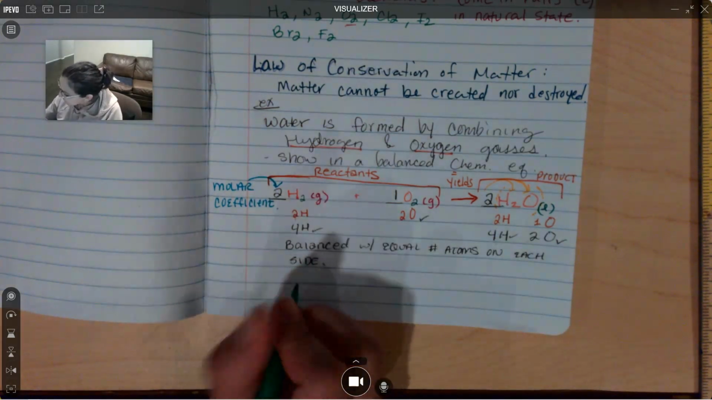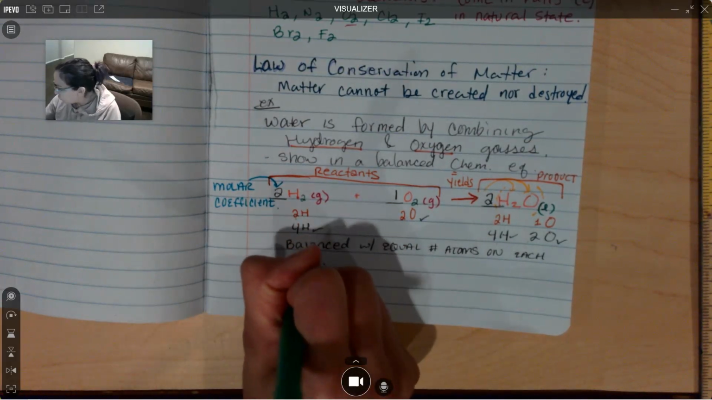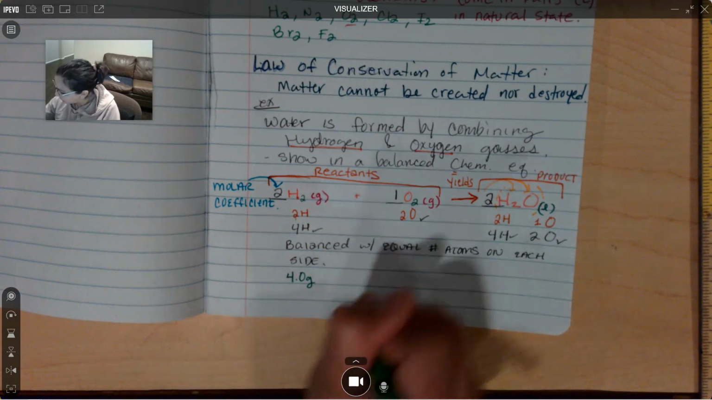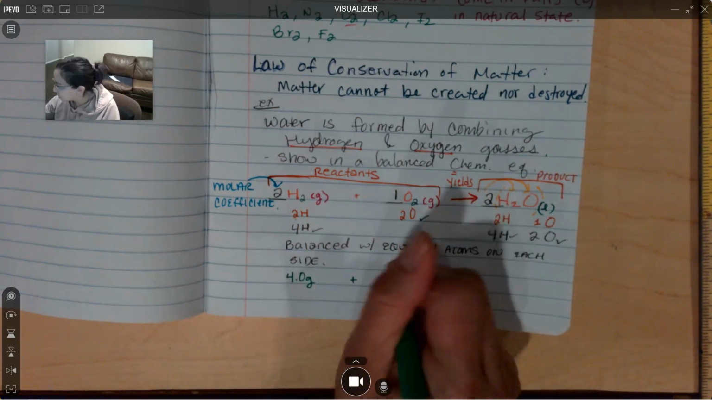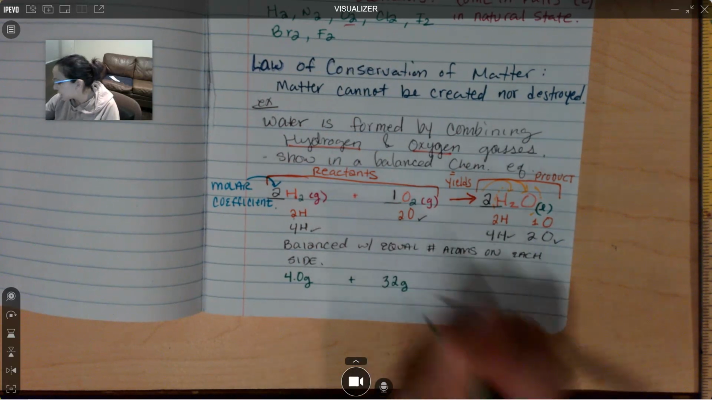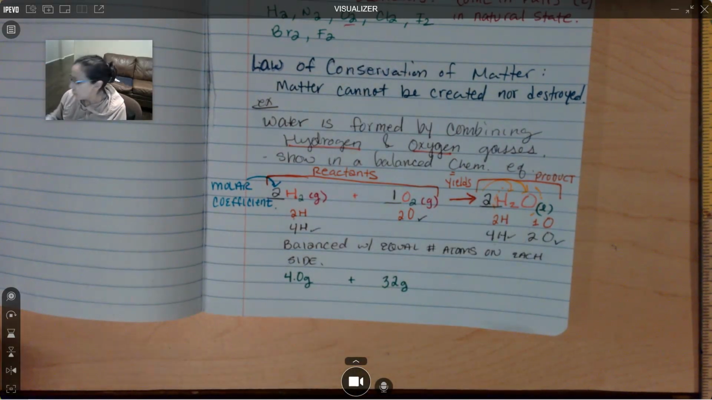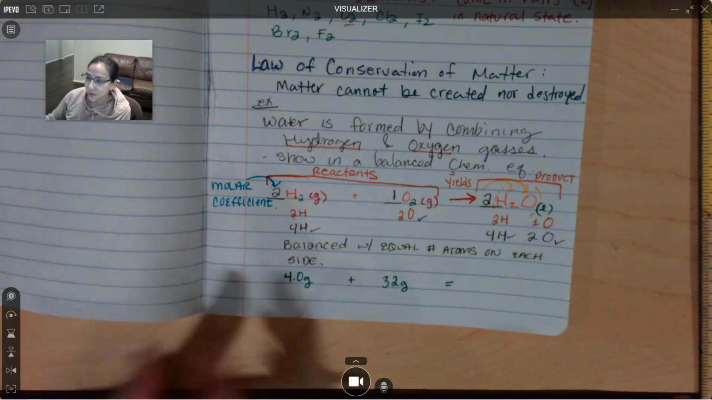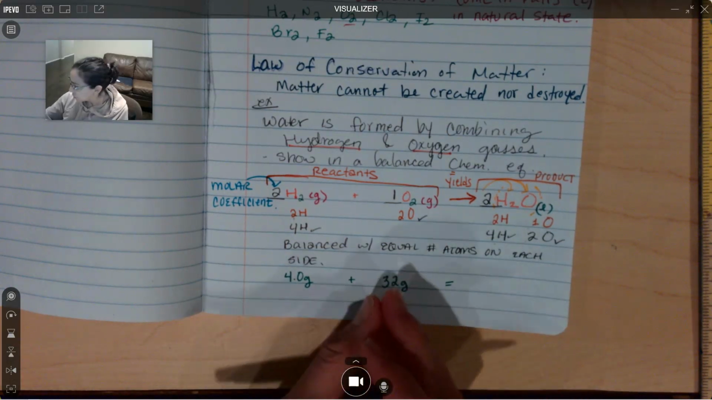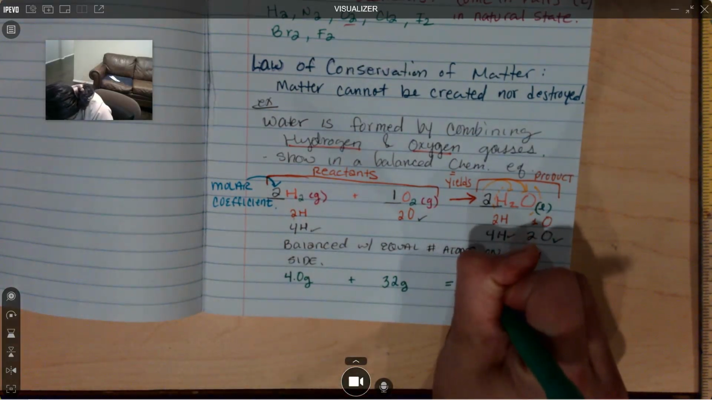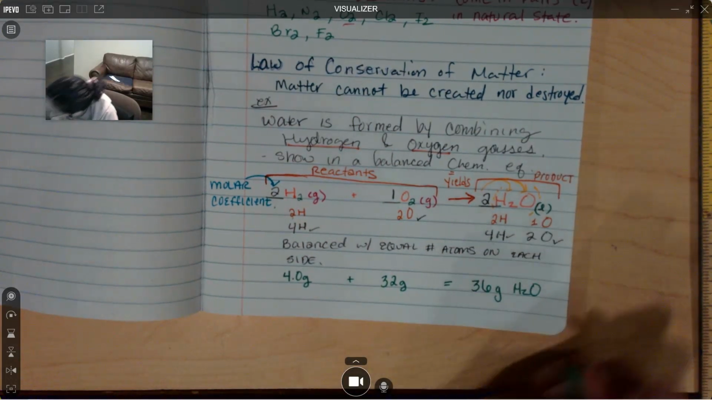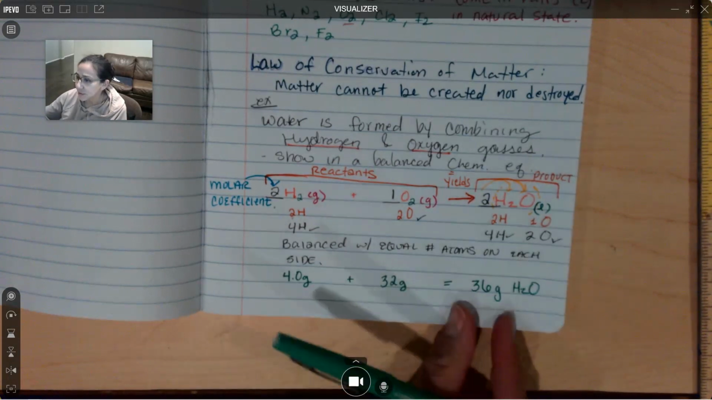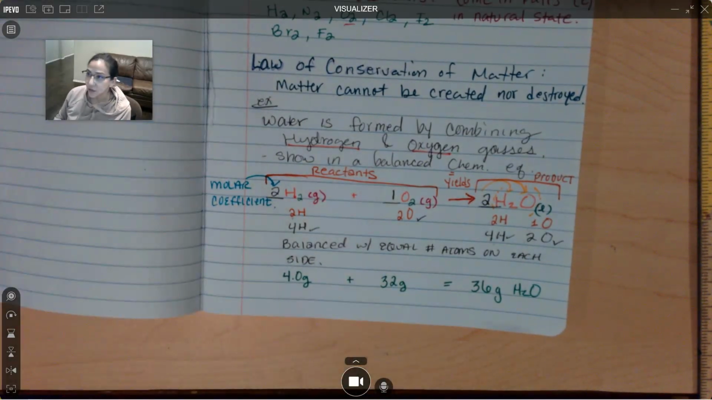So in this example, let's say we used 4 grams of hydrogen and we used 32 grams of oxygen. Well, how much water are we going to produce? Well, the left must equal the right, so 32 plus 4, we produce 36 grams of water. Okay, this side must equal that side. And this is law of conservation of matter applied to a balanced chemical equation and balanced amount of mass.